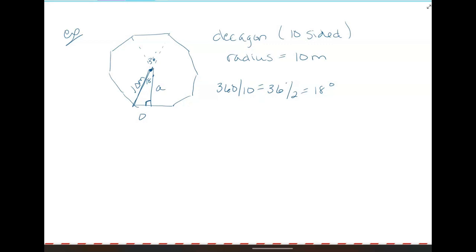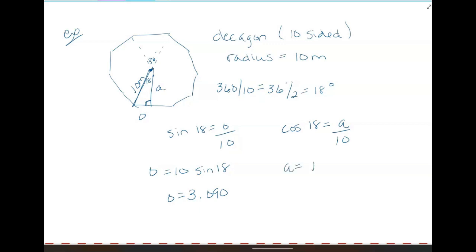So we can start with the sine. So the sine of 18 degrees is the opposite over 10. O is going to be 10 sine 18. And when I round that off, I'm going to get 3.090. All right, similarly, I'm going to use the cosine, which is the adjacent over the hypotenuse. So A, also the apothem, is 10 cosine 18. And when I multiply that out, I'm going to get 9.511.